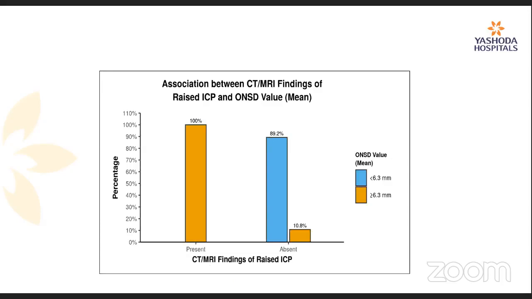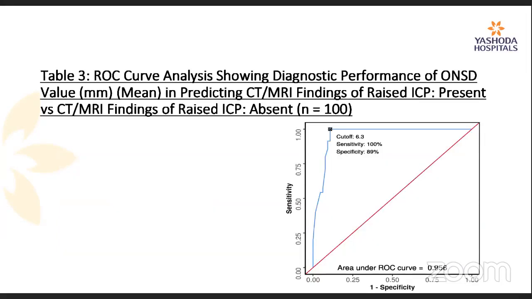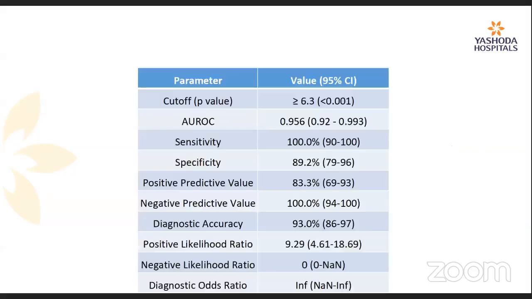So based on that, an ROC curve was plotted. The area under the curve was 9.95, and with a cutoff of 6.3, which showed 100% sensitivity and 89% specificity. Further on, the negative predictive value was 100% and the positive predictive value of the study was 83%.